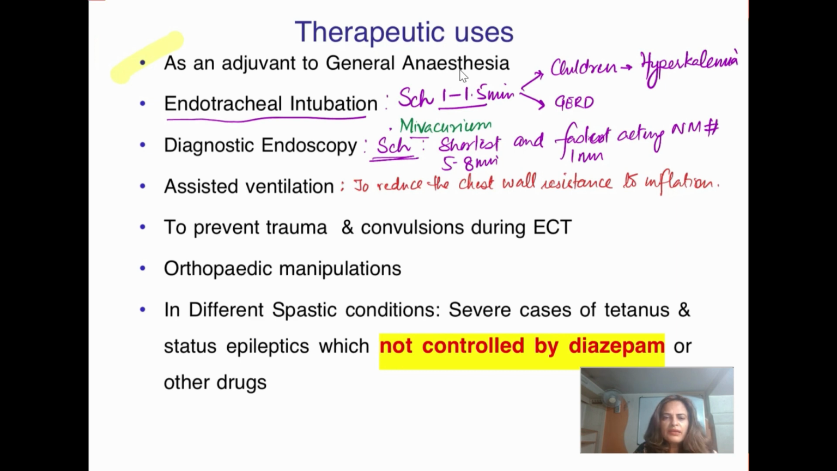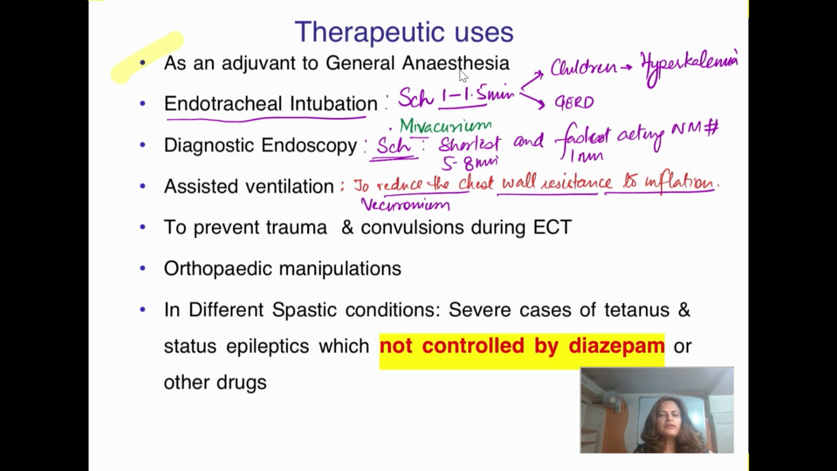Then another use is assisted ventilation. So mostly what happens, the patients who are admitted in the ICU need ventilatory support. So how can we achieve that? By giving a continuous sub-anesthetic dose of neuromuscular blocking agent. Very commonly we use vecuronium. Vecuronium use करते हैं, तो उसमें क्या होता है? It is going to reduce the chest wall resistance to inflation.